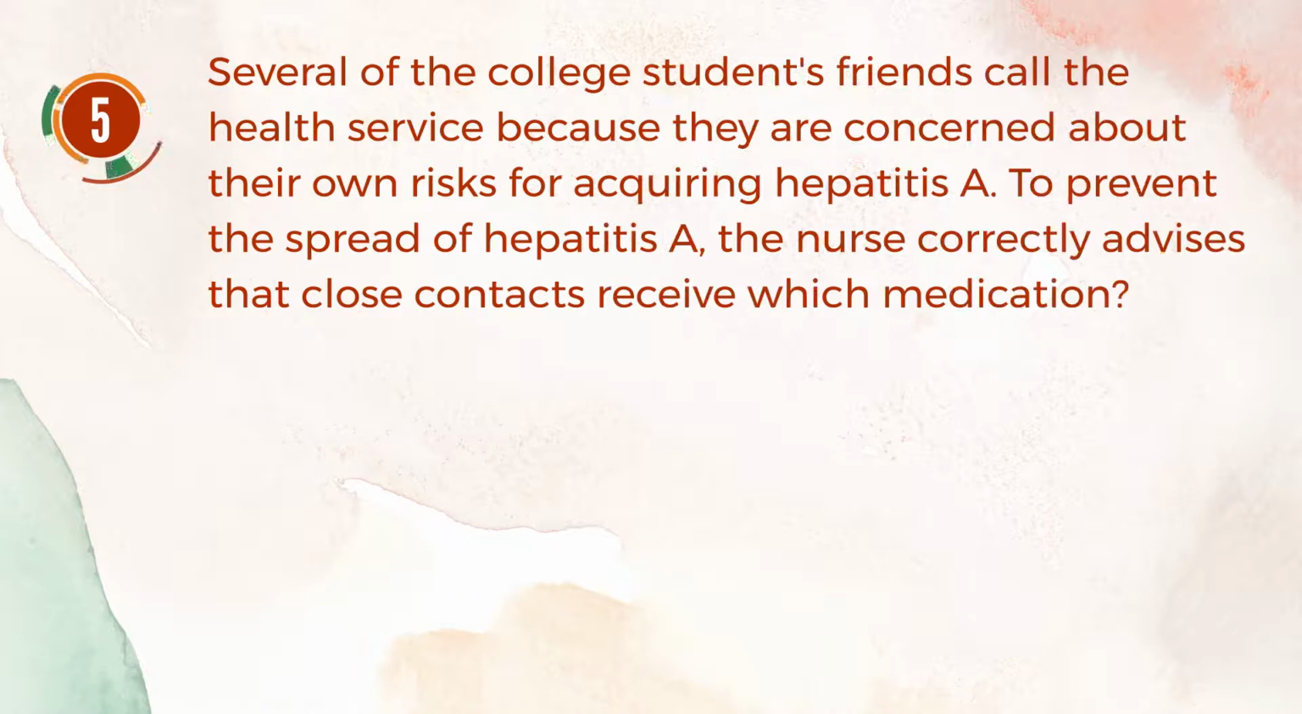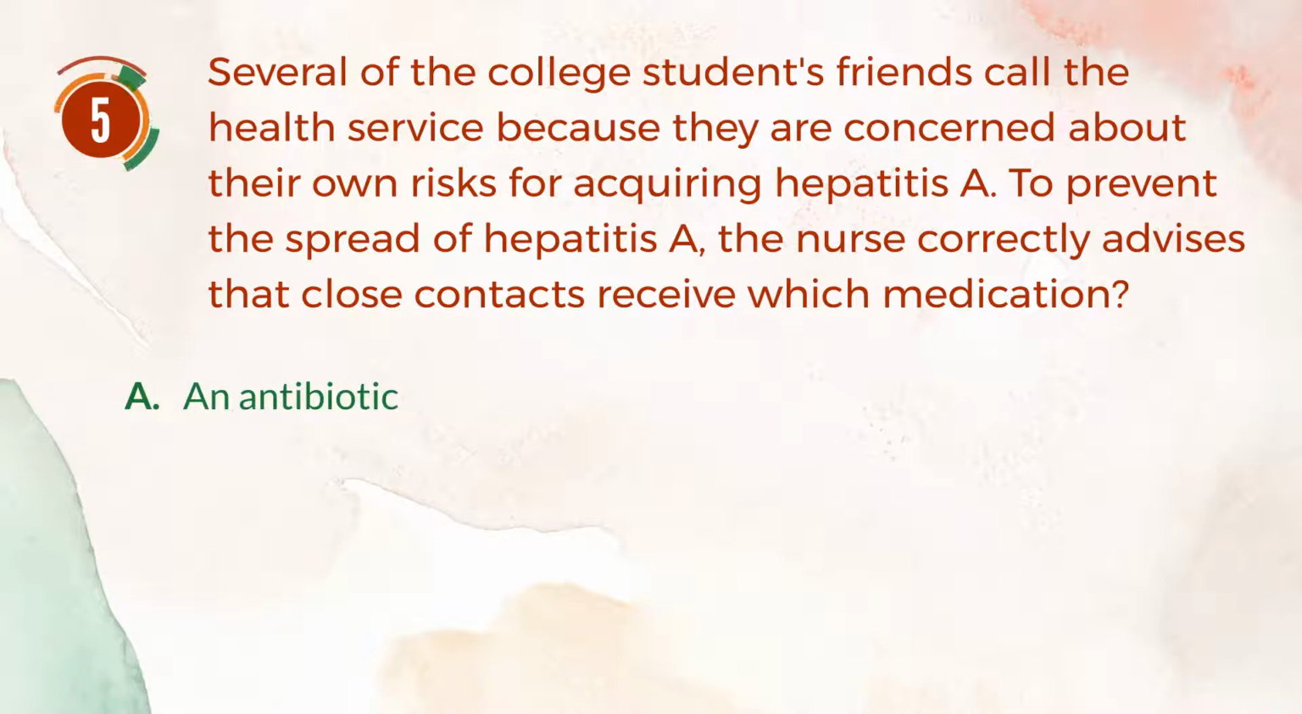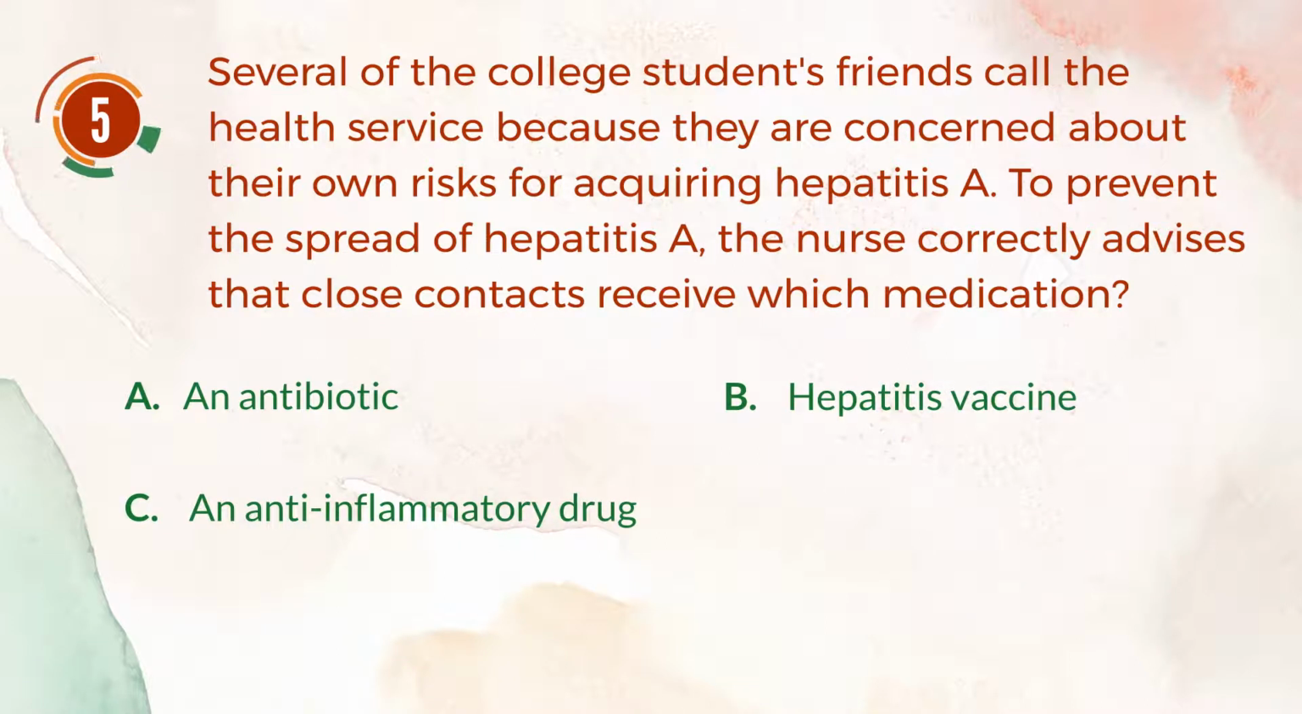Number 5. Several of the college students' friends call the health service because they are concerned about their own risks for acquiring hepatitis A. To prevent the spread of hepatitis A, the nurse correctly advises that close contacts receive which medication? A. An antibiotic. B. Hepatitis vaccine. C. An anti-inflammatory drug. D. Serum immunoglobulin.